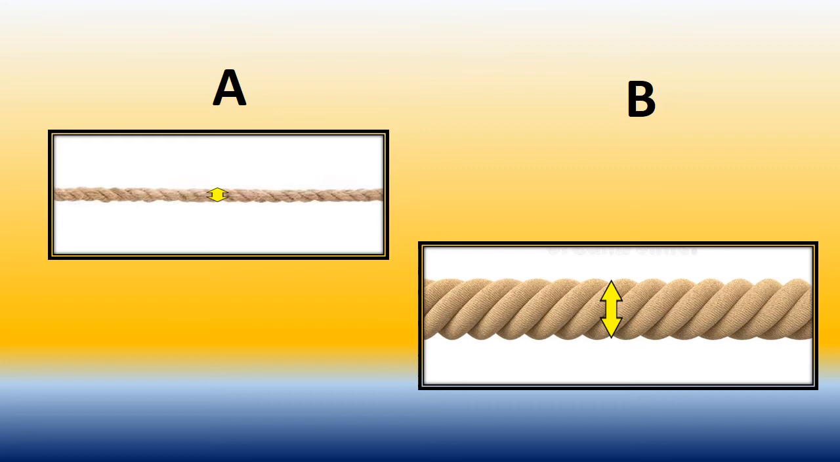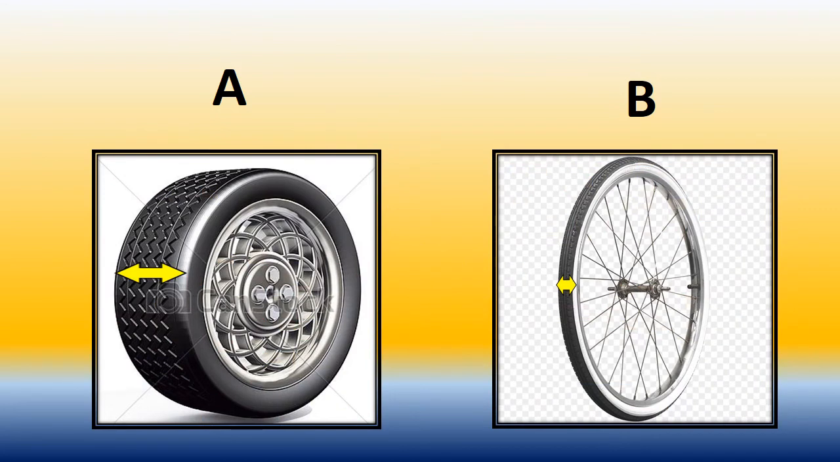Now, let's see another example. Now, what do we have here? We have two tires. The tire in picture A is a car tire and the tire in picture B is a cycle tire. The width of the car tire is more than the width of the cycle tire. Therefore, the car tire is thicker than the cycle tire.